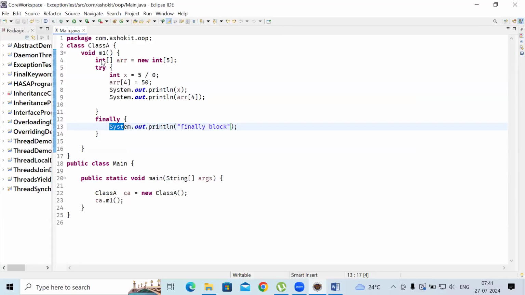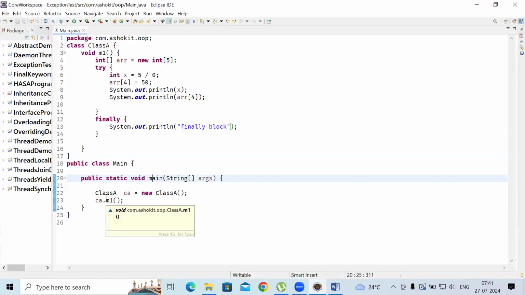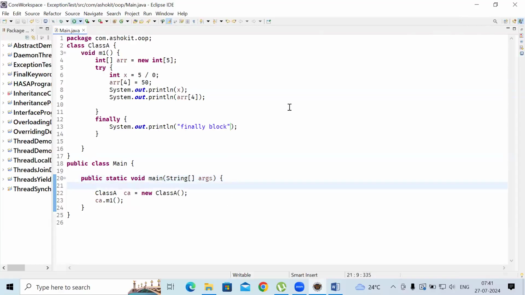Who is the caller method of M1? Main. If the caller method is handling the exception with try catch blocks, the exception will be handled in the caller method. If it is not handling this exception in the caller method, that will propagate it to the JVM. JVM will terminate the program, and also JVM will display some kind of error message, that exception stack trace. Let's see what is happening here. That's all you have to understand here, okay?